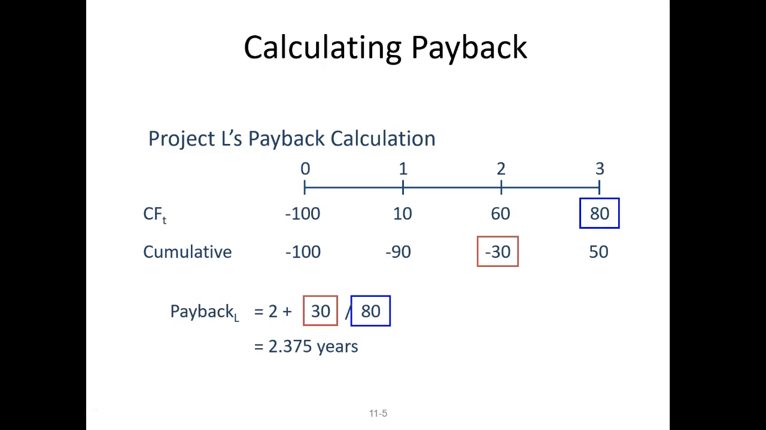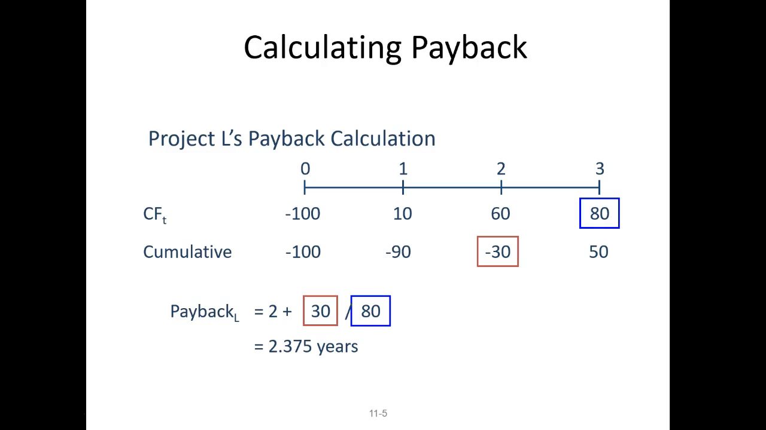So how do we do it? Let's say we have a project where we spent 100, and that's why the first number is minus 100, because we are investing our money, so cash is leaving us, and it's going to be a negative. And let's say this project in year 1 provides a positive cash flow of 10, year 2 a positive cash flow of 60, and year 3 a positive cash flow of 80.